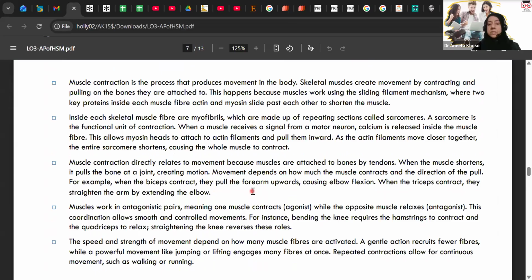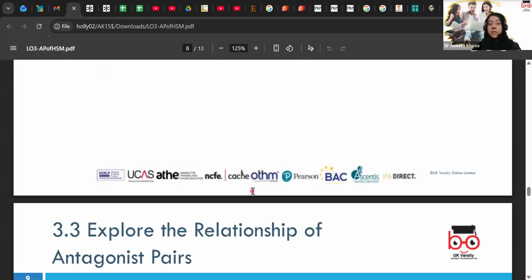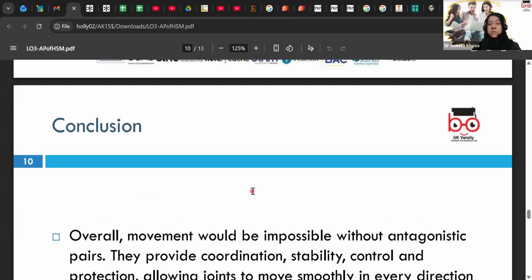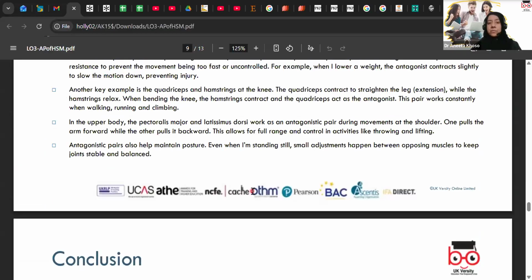Now coming towards one of the last bits. Yeah, not the last bit yet. One of the last bits.